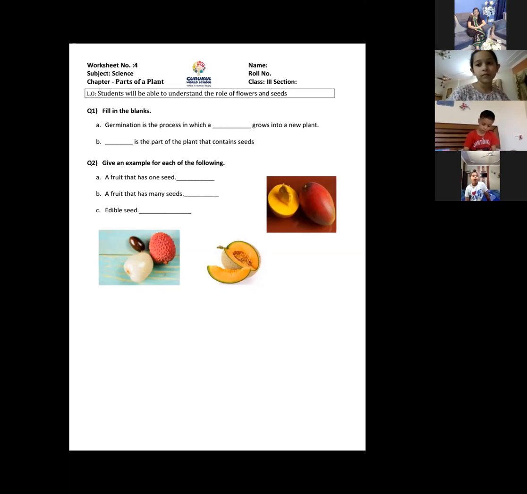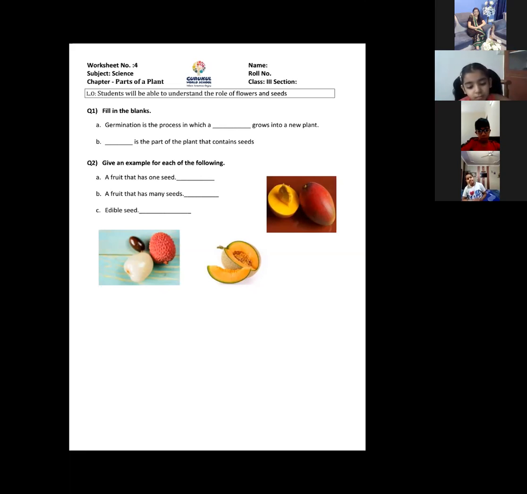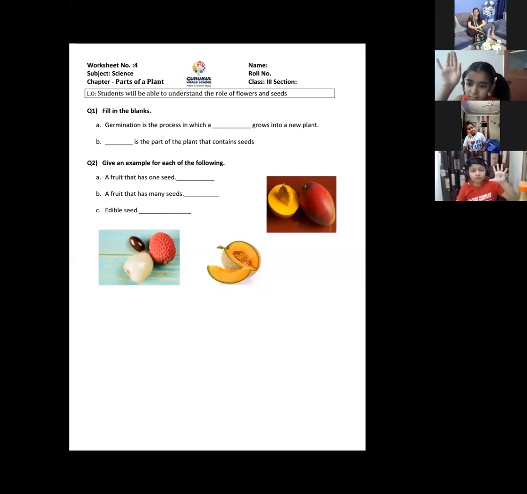Another one you can see in this worksheet. Lychee. Okay, next one. A fruit that has many seeds. Anyone? Me, ma'am. Yes, tell me. Melon. Watermelon. Very good. Now, example of edible seed. Papaya. Papaya means many seeds.